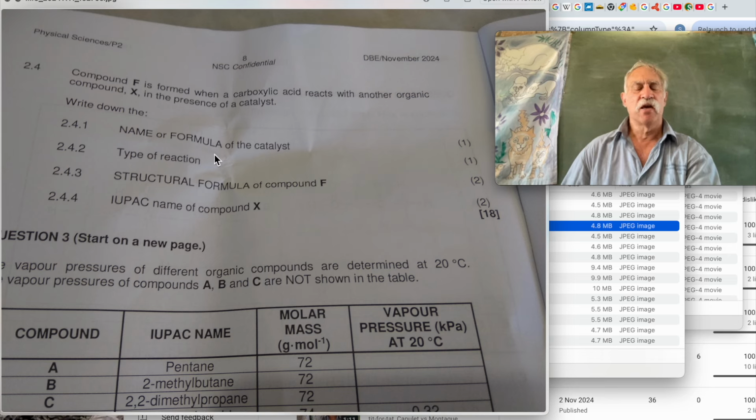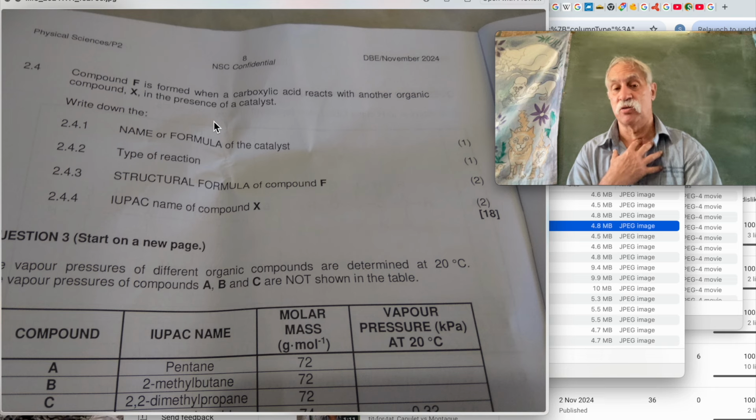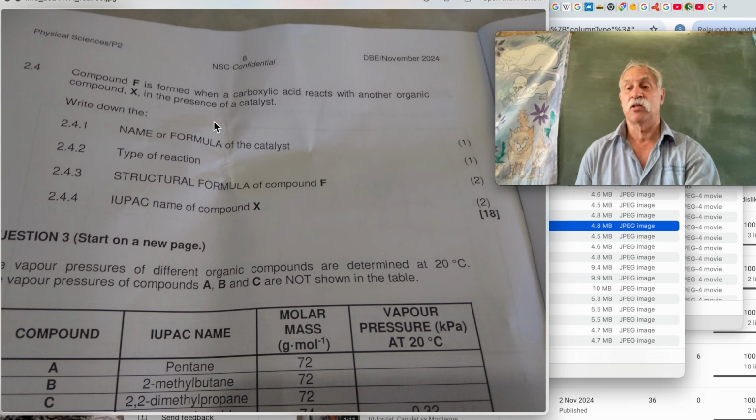So I have to say, like I said about the physics paper one, if I was teaching the kids this year, I would say I liked the paper from their point of view. It wasn't too tricky, and I don't think this paper two is too tricky. So let's go on to the next question.